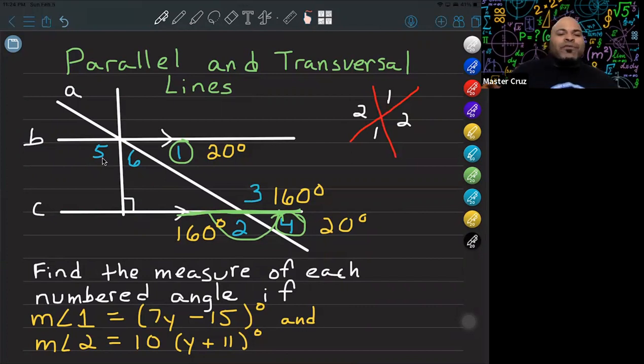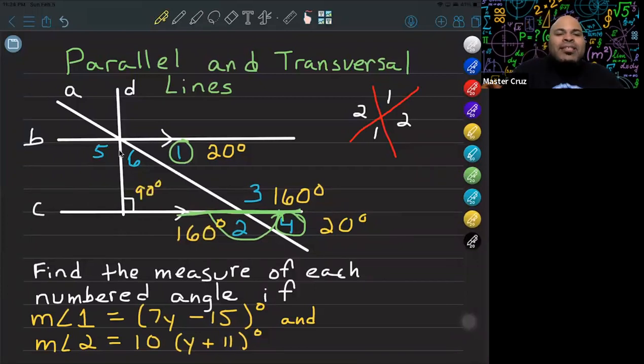That leaves us with 5 and 6. What can we do about 5 and what can we do about 6? Well, this is a different line, and I'm going to call that line D. Line D is perpendicular to line C. At least they told us right here, because that little square there means that this is 90 degrees.